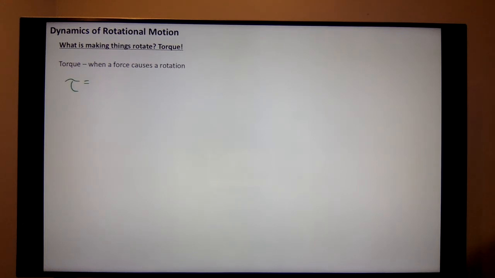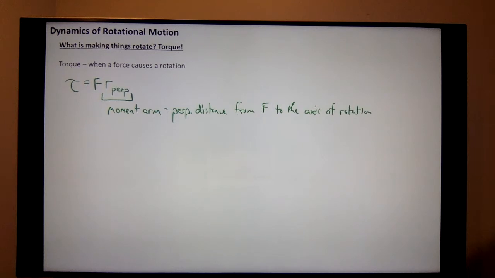It's totally fine. But what we're going to use is we're going to say that torque is equal to the force that's causing the rotation times a term known as R sub perp. This R perp is known as the moment arm. That's a little weird. And it is the perpendicular distance from the force to the axis of rotation. The perpendicular distance from the force to the axis of rotation, and I will show you what I mean.